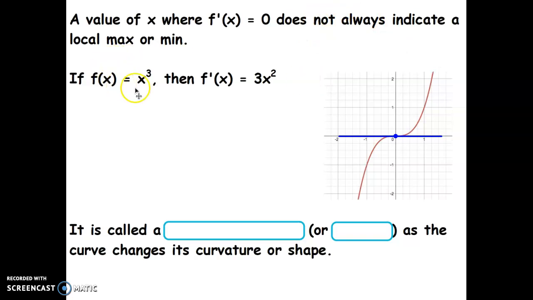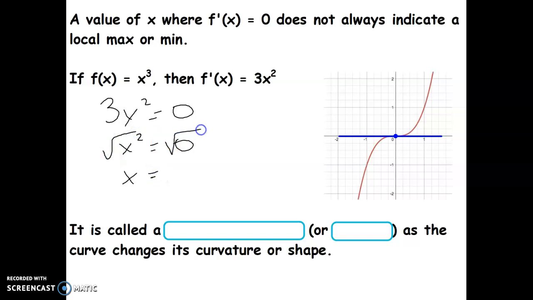Okay, so here's x to the third that I mentioned with that last one. The derivative of x to the third would be 3x squared. So if I take that and I set it equal to 0, 3x squared equals 0. Okay, let's solve this. Dividing 3 on both sides, x squared equals 0. I take the square root of both sides. I don't have to write plus and minus because there's no such thing as positive and negative 0. So I'm going to get x equals 0.